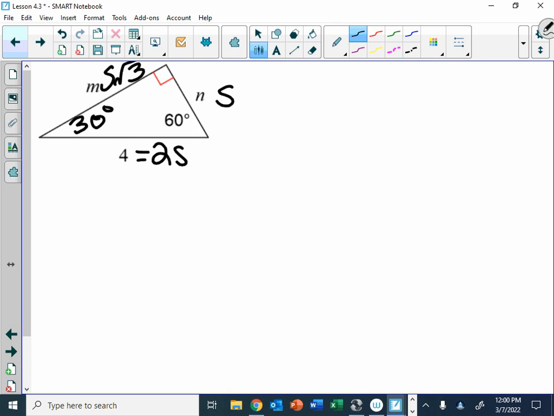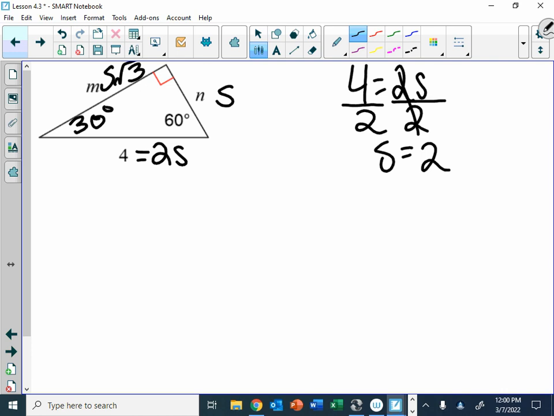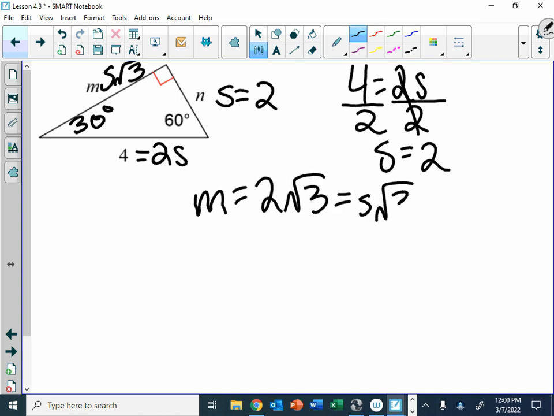So if 4 is 2s, what's s? 2. Divide both sides by 2. So s is 2. So that means the other side, m, is 2 times the square root of 3. There's nothing else I can do with that. That's it.